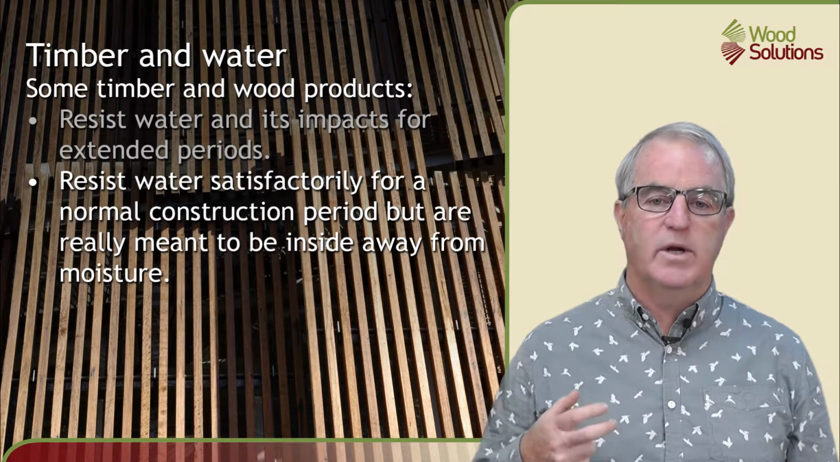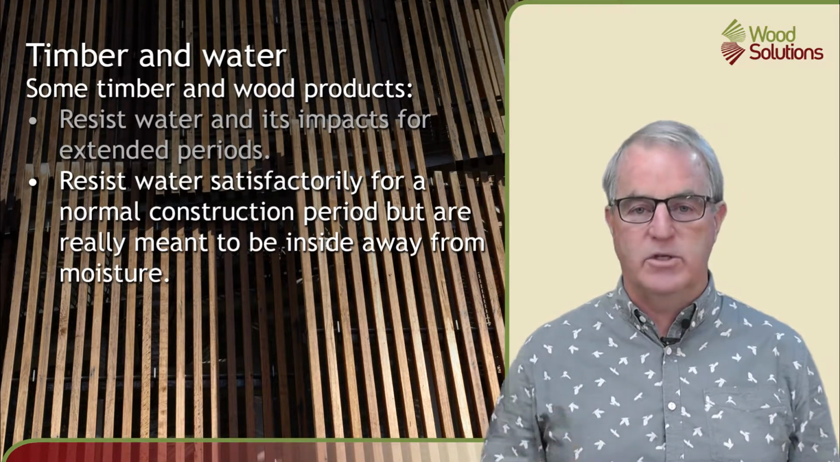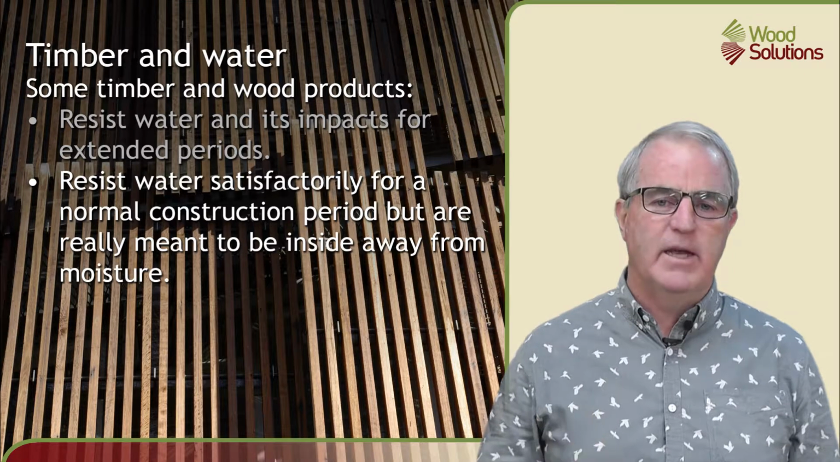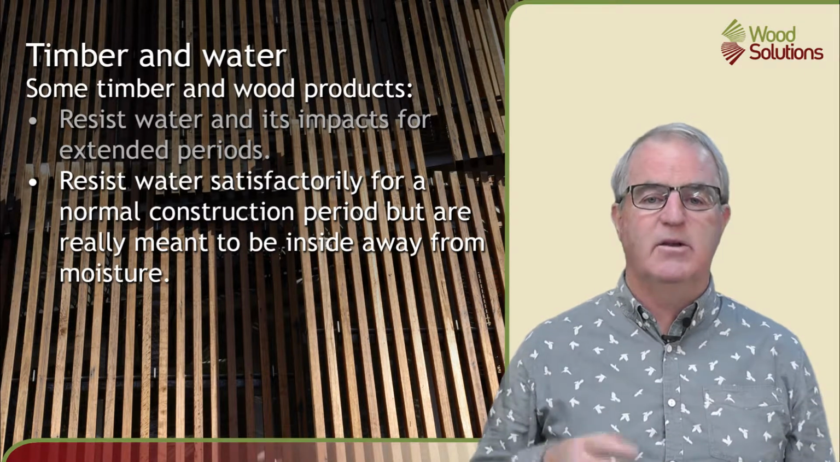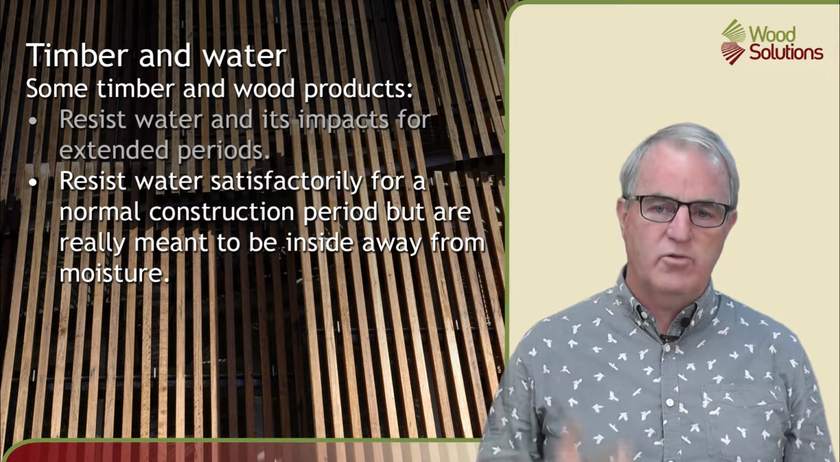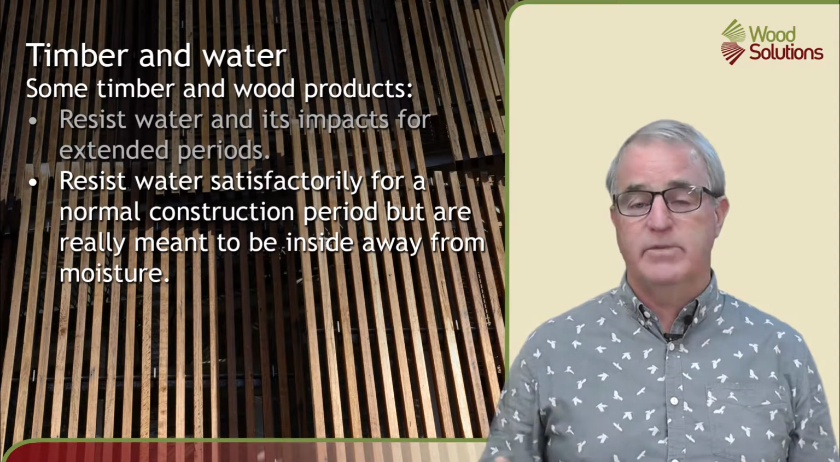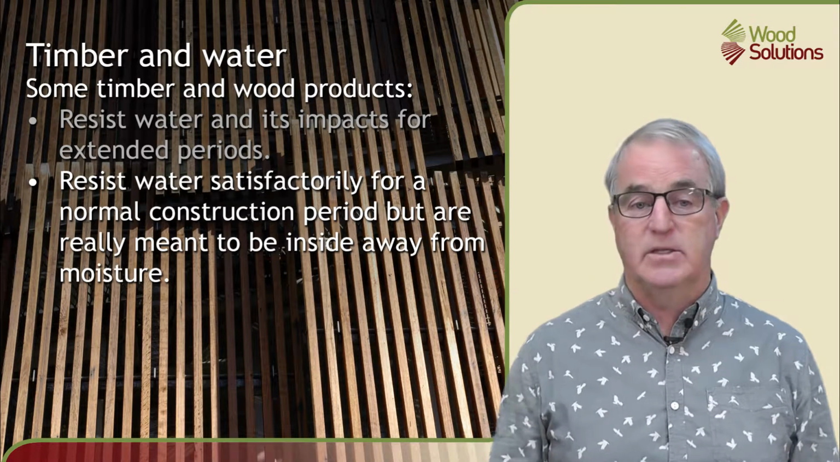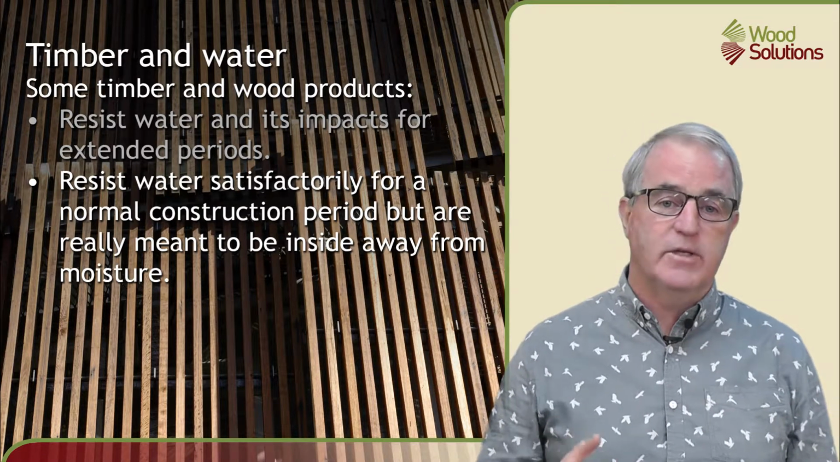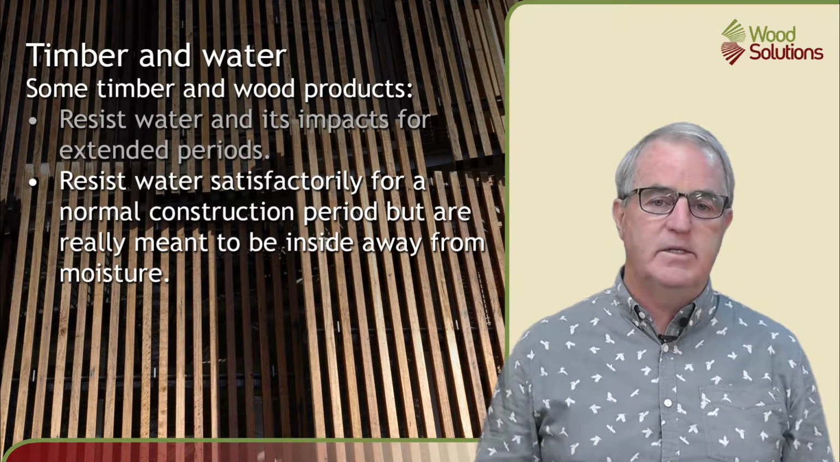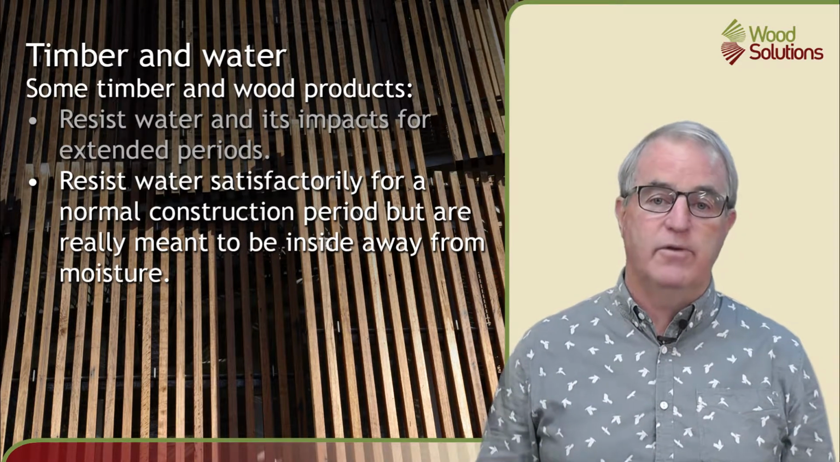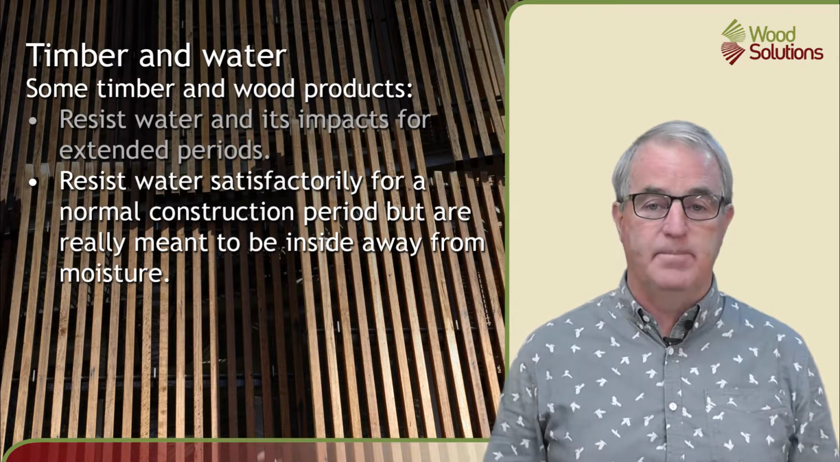Some products resist water satisfactorily for a normal construction period, but are really meant to be inside away from moisture. Their resistance to moisture is only short term. Normal structural ply, wall framing and truss products are examples of these types. These products will stand being wet on a construction site for several months, but will start to deteriorate if they are in a high moisture environment for a long period of time.